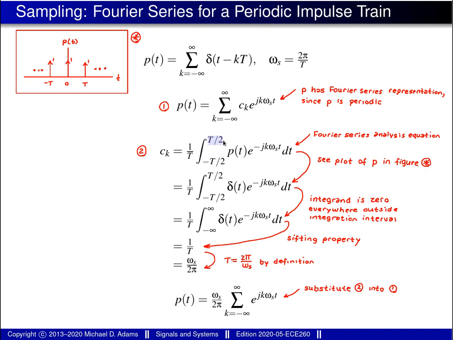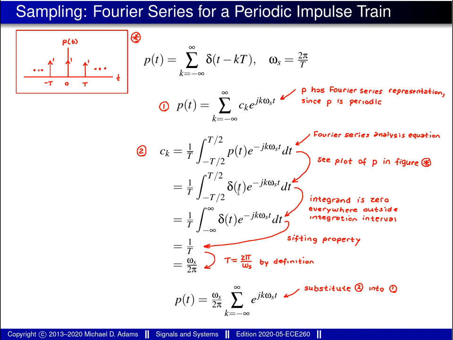So if we look at the plot of little p in the top left here, over the range minus capital T over 2, which is approximately here on the axis, to capital T over 2, which is approximately here on the axis, the function that we see is the delta function. So what we can substitute for p of t is simply delta of t.